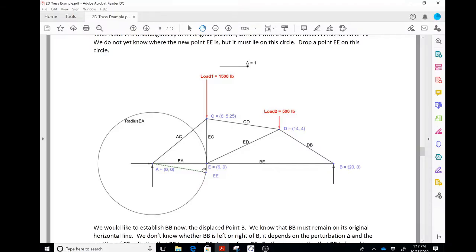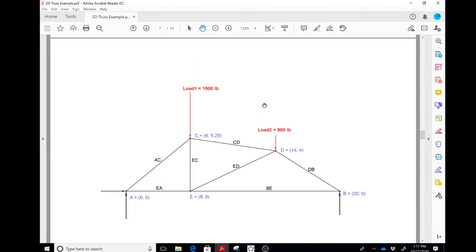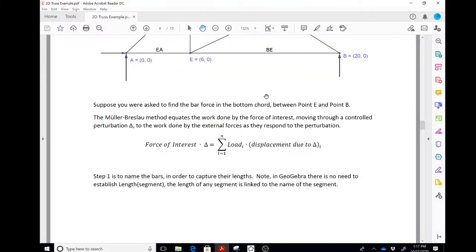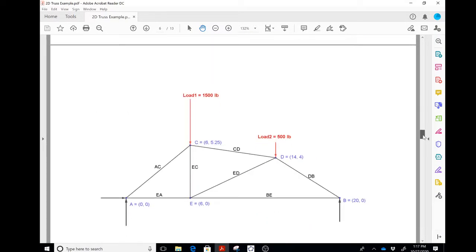And then from EE, I go towards B, and the length is not BE, it is BE plus delta, because I'm looking for bar 4's BE. I didn't say that in the beginning. I'm looking for bar 4's BE in this truss. Nothing magic about BE, I just chose that one.